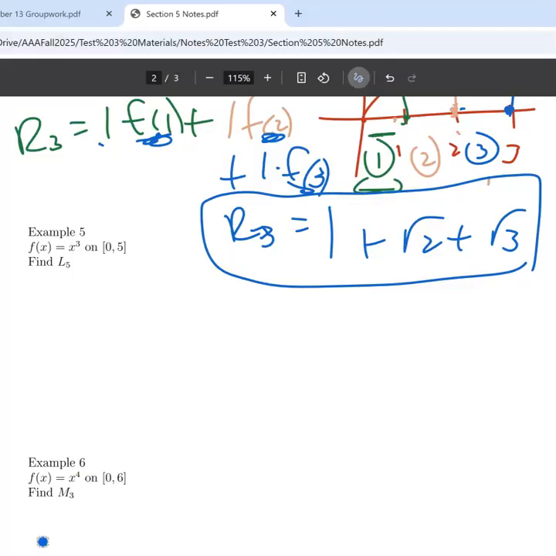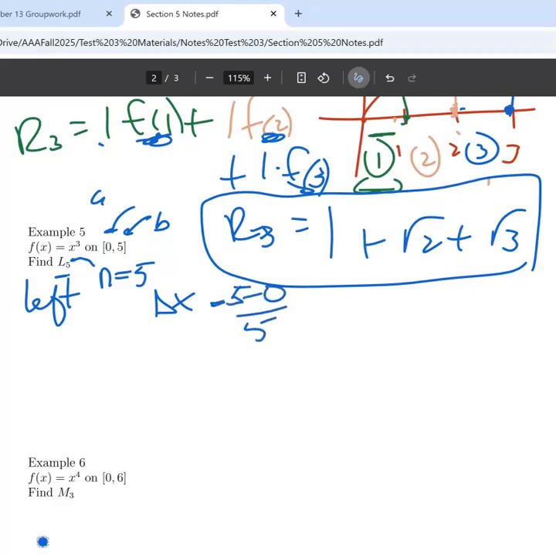So this is L sub 5. L means left-hand endpoints, and n equals 5, right? That's what this means. And so I want to find out what the delta x is. And so this is the a, and this is the b. So I have 5 minus 0 divided by 5. Oh, it's 1 again. I like nice numbers.